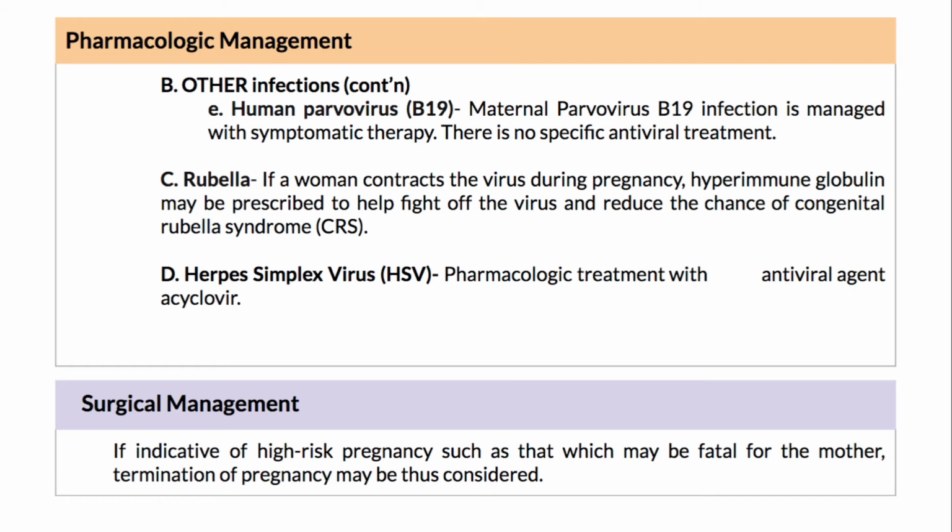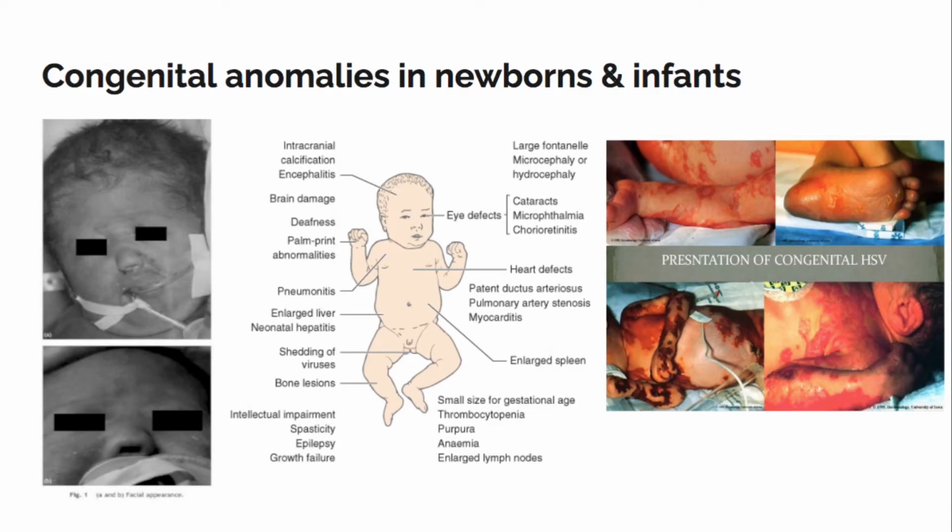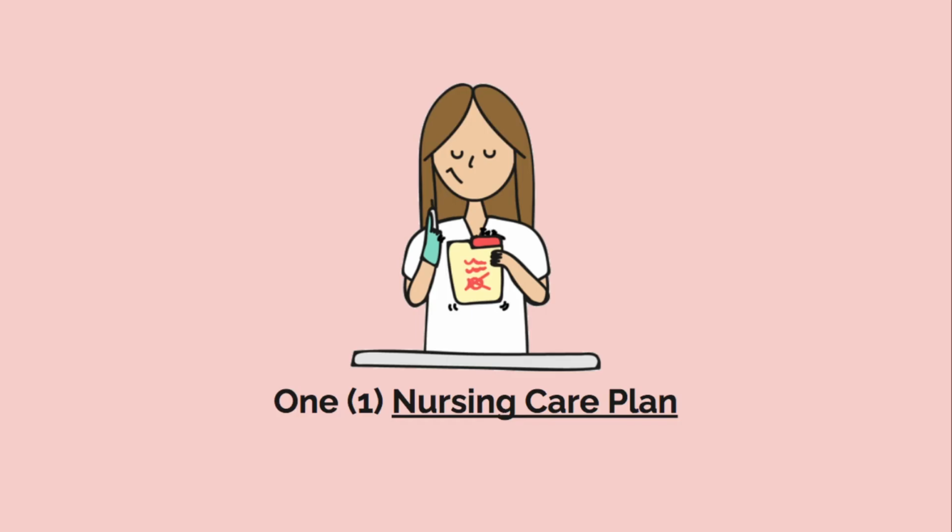Surgical management. If indicative of a high-risk pregnancy, such as one which may be fatal for the mother, termination of pregnancy may thus be considered. The following are pictures of newborns and infants with congenital anomalies as a result of being infected with any of the TORCH infections. The following is a nursing care plan on TORCH infection.